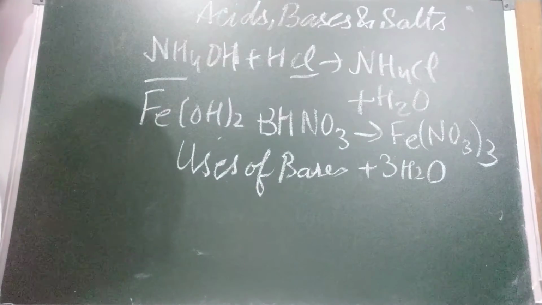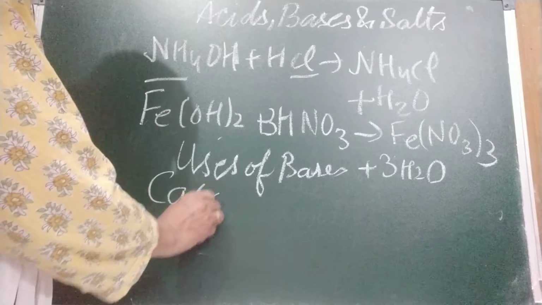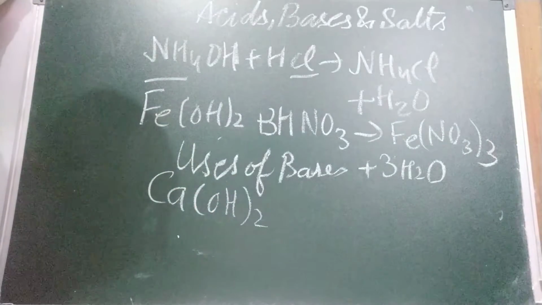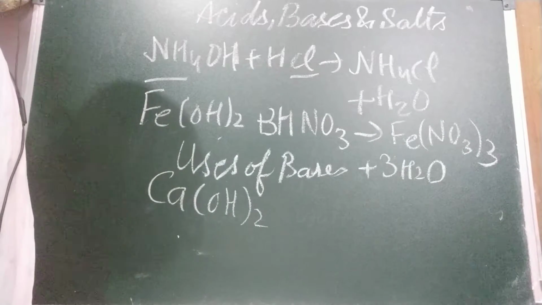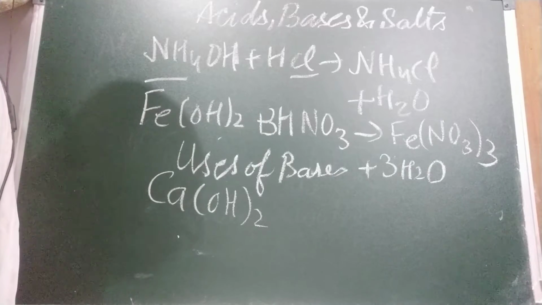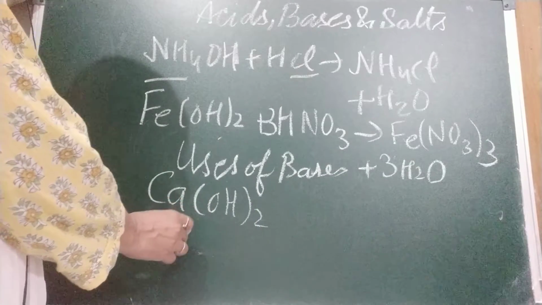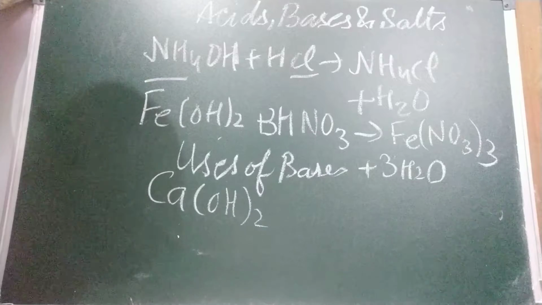Calcium hydroxide is commonly known as slaked lime, Ca(OH)2. The main uses of slaked lime are as a substitute for cement in low-cost construction, for whitewashing of buildings, to manufacture bleaching powder, and also for neutralizing acidity of soil.